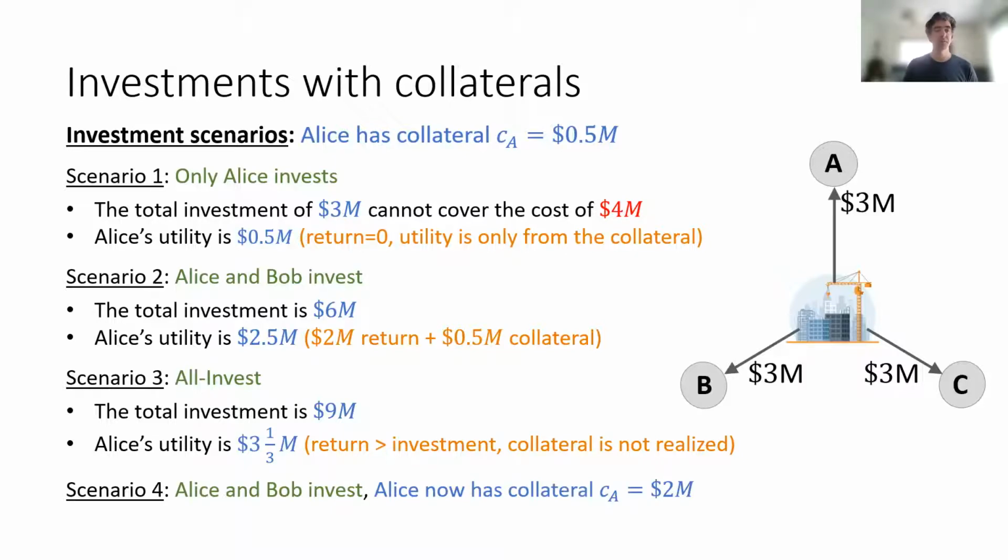Now let's look at a different scenario where only Alice and Bob invest, but now Alice has a larger collateral of $2 million. So what should Alice do? Alice here has a utility of at least $3 million anyway, because she's going to get $2 million from the enterprise, plus $1 million from the collateral, so exactly $3 million in this scenario. So here she prefers to cooperate. We assume a tie breaking in favor of investing. You can think about it as some additional epsilon utility for investing.